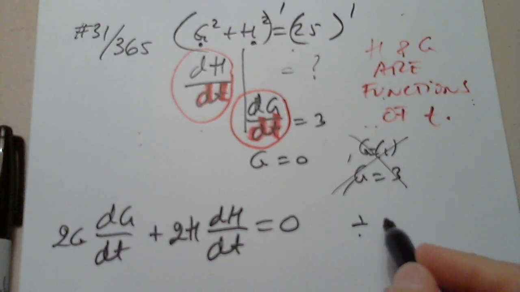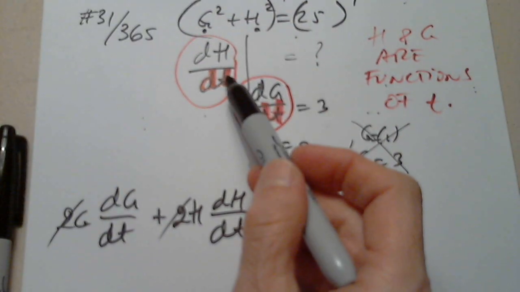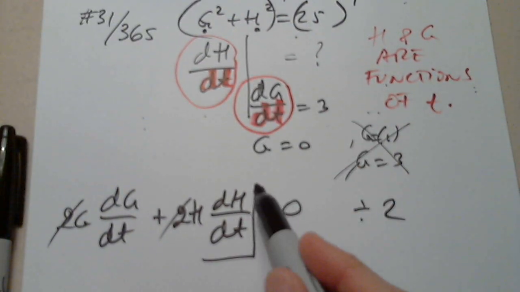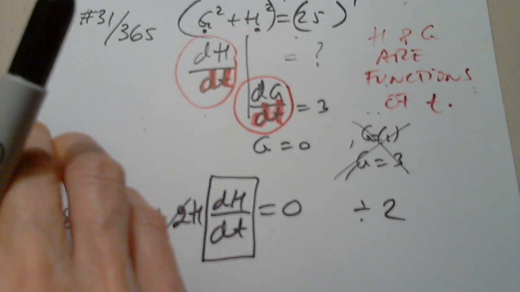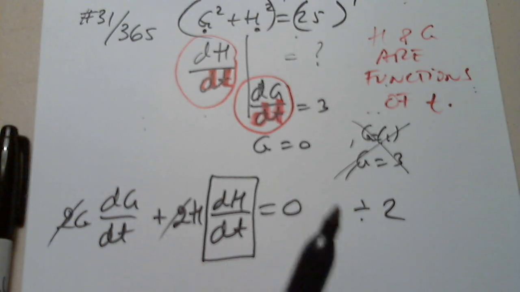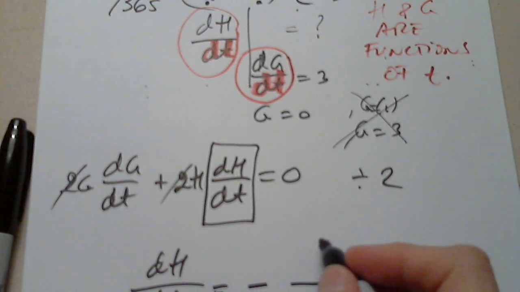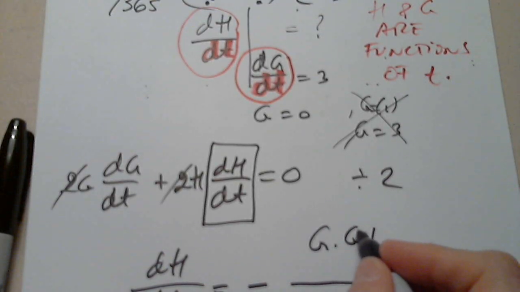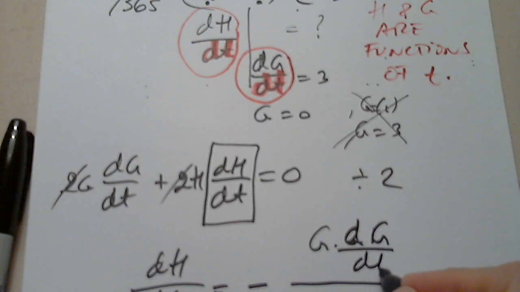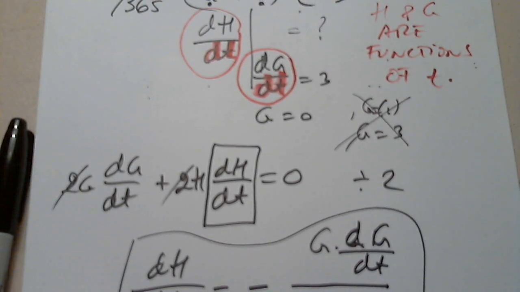In this situation, you can divide both sides by 2, and 0 divided by 2 is 0. And they're asking us to solve for dh over dt. So this is our variable. We're going to move, this is all algebra now, this term to the other side and divide by h. So dh over dt equals negative g times dg over dt divided by h. So we have found the formula.